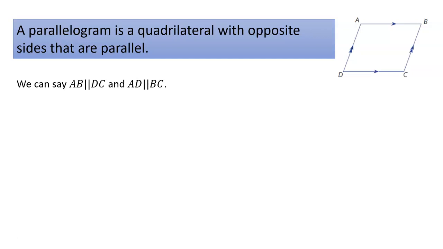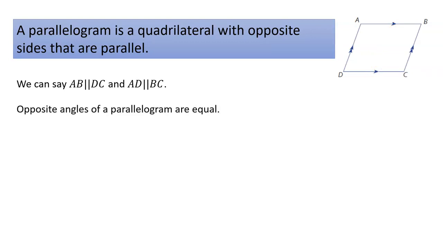Now you'll see that I've got one arrow on these two sides and two arrows on these sides. The reason for that is that if I just had one arrow on BC and AD, then that would be saying that these sides are parallel to these sides, which doesn't make any sense. So we put two arrows so we can show which one is parallel to which.